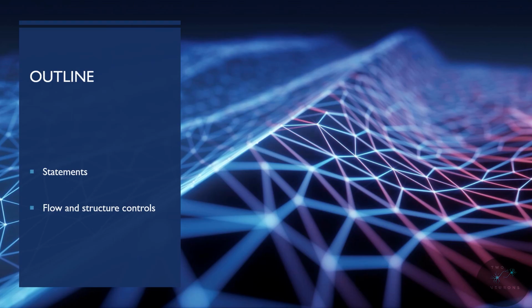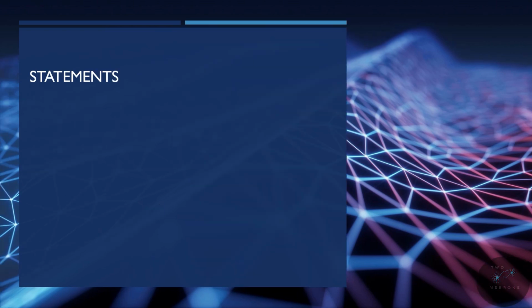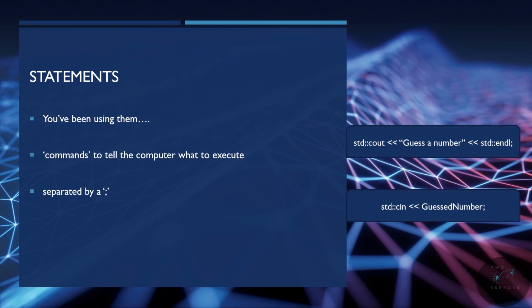In this video, we'll go over what statements are and flow and structure controls. So statements, well, you don't really need to worry about them, as you've been using them already since the beginning of this series. A statement is just a command that tells the computer what to execute or what to do, and these statements are separated by our terminators, the semicolon. So for example, std cout guess a number is a statement, and when we read in the guessed number, that is also a statement. Likewise, when we declare our variables, we are making a statement. We're telling the computer, allocate space and memory for this variable.